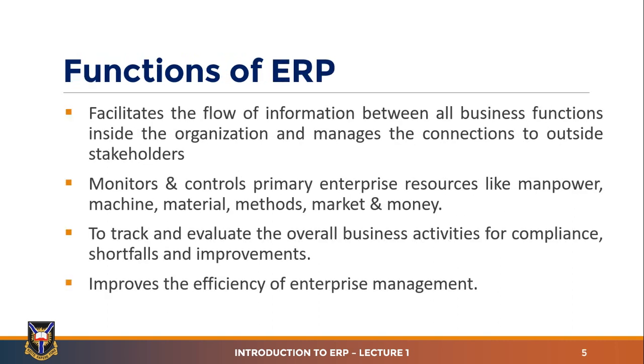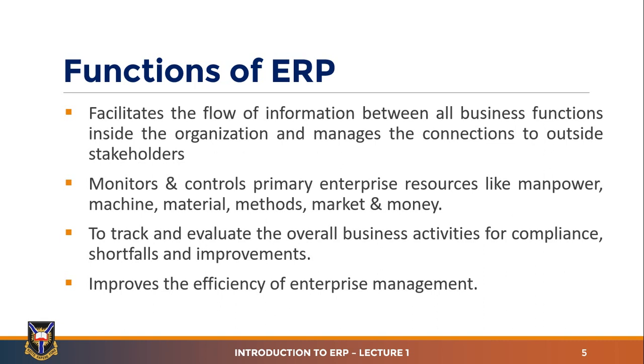Now, what is the function of ERP? ERP helps to facilitate the flow of information, because in an organization, we have several departments and we have several offices. My own input might be your own output, and my own output might be your own input. In fact, I may receive input from multiple sources and send my output to multiple sources as well. So there is the flow of information and flow of material from department to department, between offices to offices. So with the help of ERP, it helps to facilitate a smooth flow of information between all business functions inside the organization, as well as to manage the connection to the outside stakeholders.